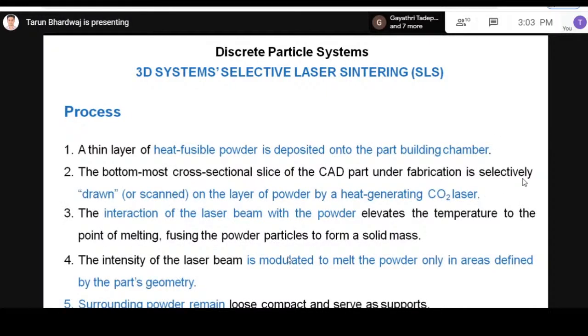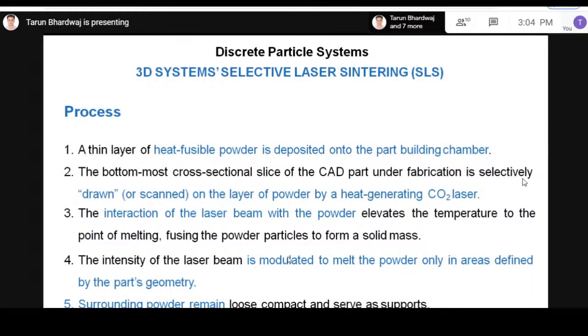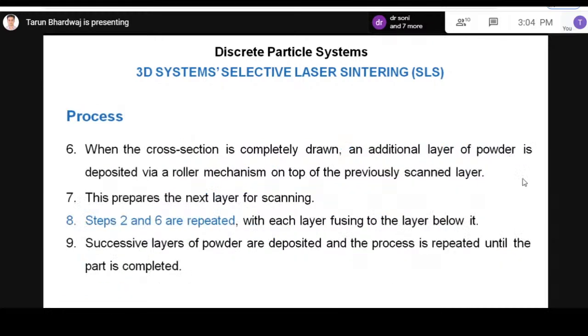And based on the process, a thin layer of heat fusible powder, as I have told, is deposited onto the part building chamber, and the bottommost cross-sectional slice of the CAD part under fabrication is selectively drawn on a layer of powder by the heat generating CO2 laser. The interaction of the laser beam with the powder elevates the temperature to the point of melting and fusing of the particles to form a solid mass. The intensive laser beam is modulated to melt the powder only in areas defined by the part geometry and cross section. And after that, as written over there, steps 2 to 6 are repeated. Means we just repeat these steps.